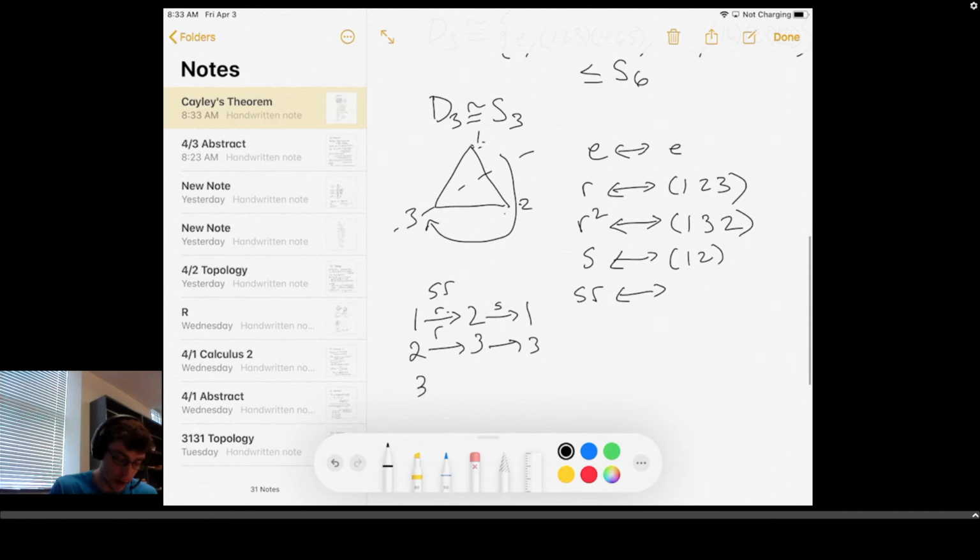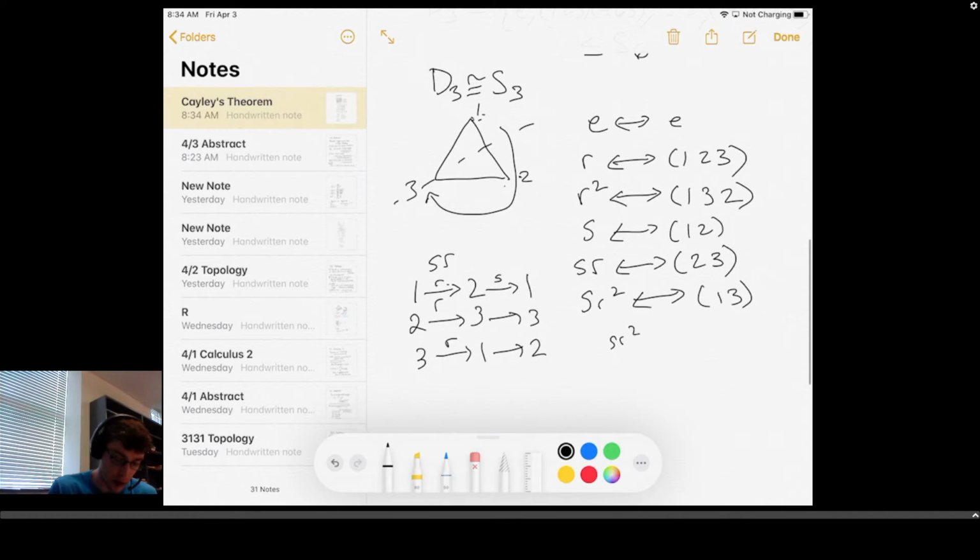And then 3 goes to 1 under R, and 1 goes to 2. So this is exactly 2, 3. And then SR squared is the one thing left, which we know is 1, 3, but you can also see it because of SR squared here. 1 goes to 3 under R squared, and then that is fixed. 2 would go to 1 under R squared, and then that would get flipped back to 2 under S, and then lastly 3 goes to 2, which goes to 1.